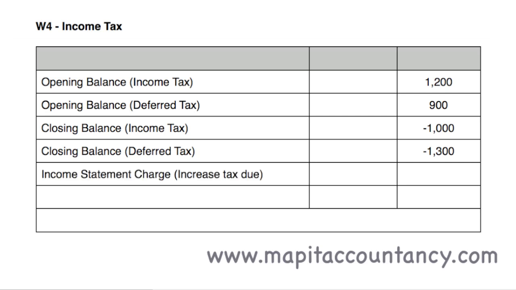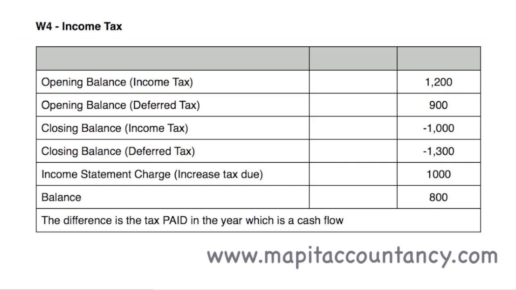We also have the income statement charge that increases the tax due. Remember, that will wrap up both the movement on our income tax charge and our deferred tax. And it was 1,000. It doesn't all add up. There's a balance. The balance is 800. And of course, that's the amount of tax paid during the year, which is a cash flow.